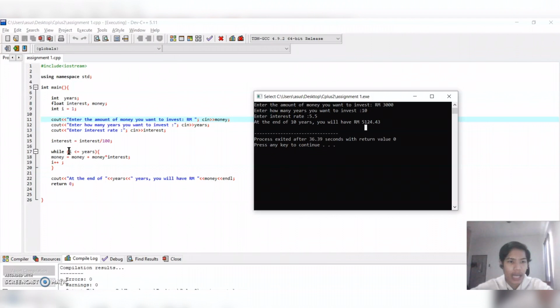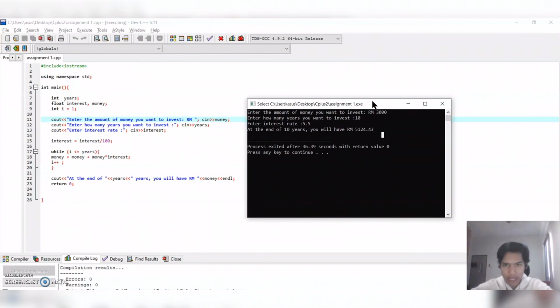So while our I first here is 1, while 1 is less than or equals to years, our years here is 10. So it will repeat this calculation until our I here is 11. Since 11 is more than years, that is our years is 10, it will be considered false, and then it will cout at the end of years you will have RM how many ringgit. So this is the program. This is the final value. So that is all from me, and thank you.